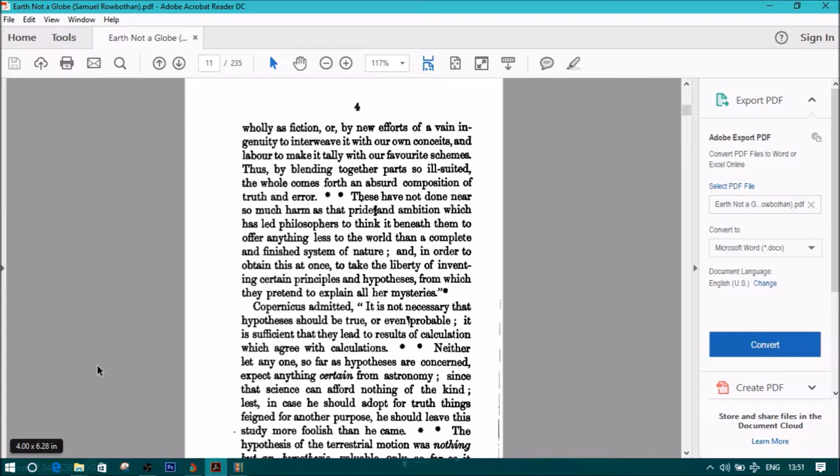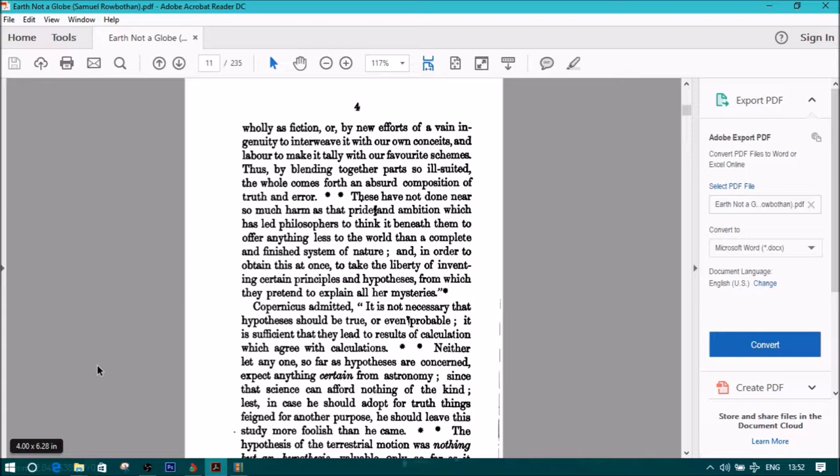Thus, by blending together all parts so ill-suited, the whole becomes an absurd composition of truth and error. These have not done near so much harm as that pride and ambition which has led philosophers to think it beneath them to offer anything less to the world than a complete and finished system of nature. And, in order to obtain this at once, to take the liberty of inventing certain principles and hypotheses from which they pretend to explain all her mysteries.